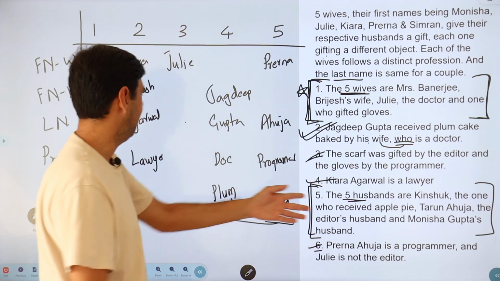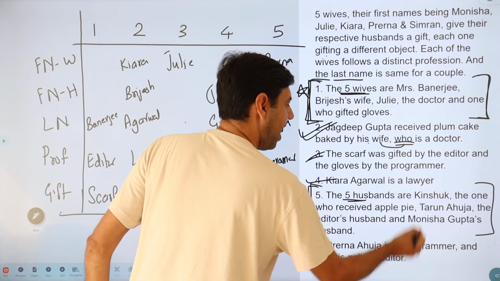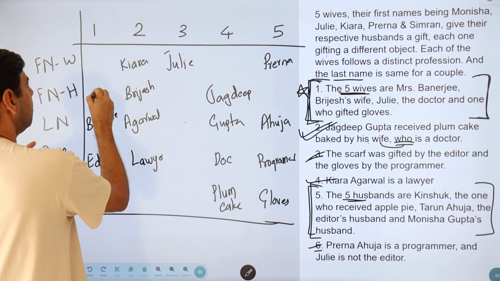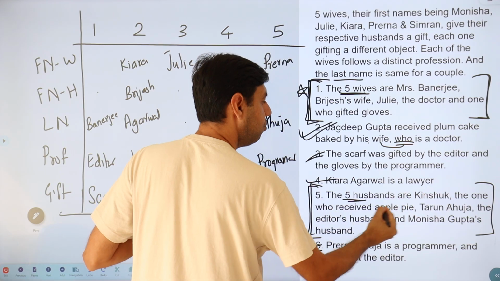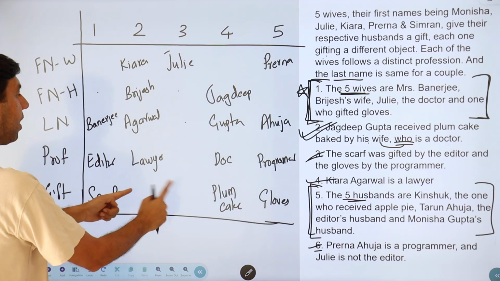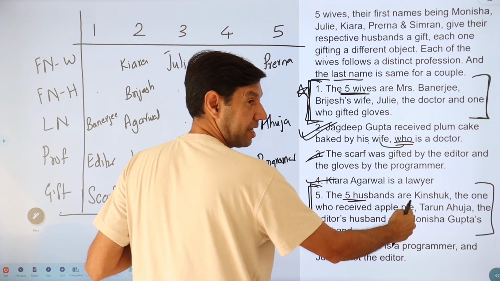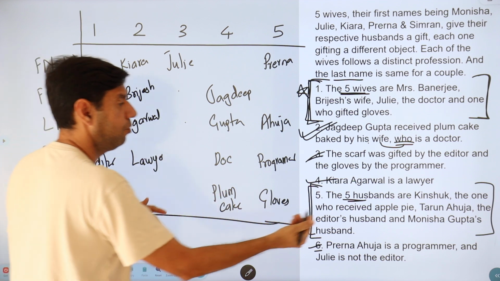So we are left with this, and we should fill in the leftovers. The 5 husbands are Kinshuk. Now Kinshuk is one of the husband, but I still have 3 blanks here, so I don't know which column that is. The one who received apple pie. Okay, apple pie is going to be either 2 or 3. Okay, so leave out which you don't know. We are almost at the end of it, na? So just make use of what you know.